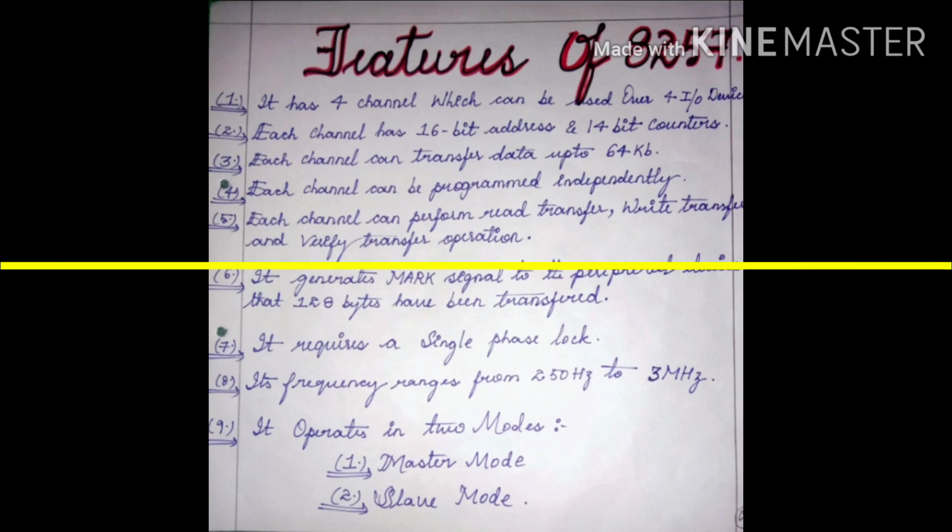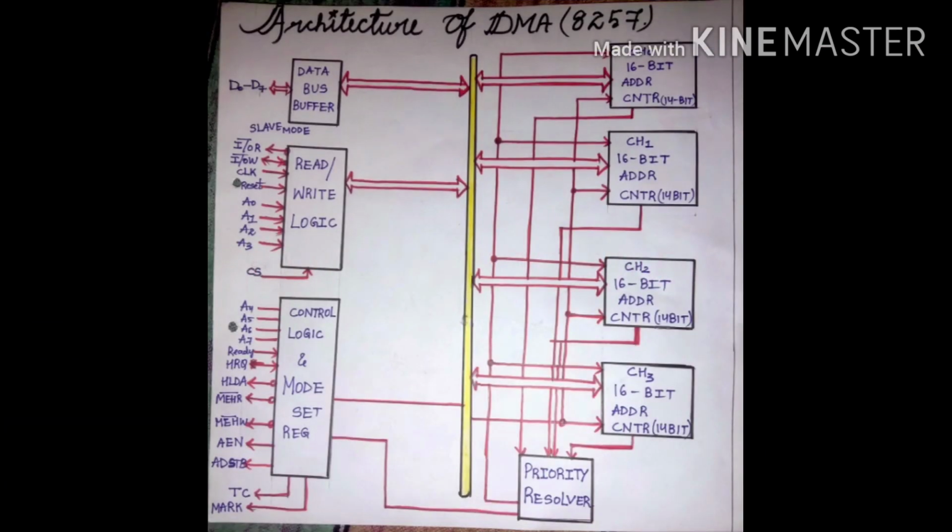Now the last topic is the architecture of DMA 8257. Let us see what this architecture consists of. The DMA controller has 4 channels, that is channel 0, channel 1, channel 2, channel 3. These channels are connected to peripherals. Each channel has a 16-bit address and a 14-bit counter, and each channel is programmed independently.